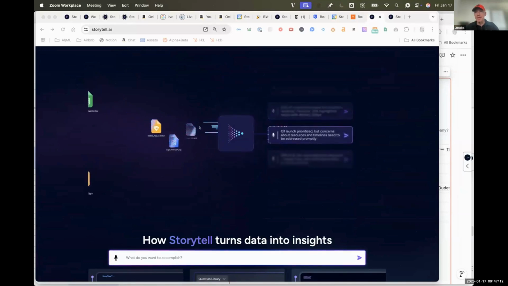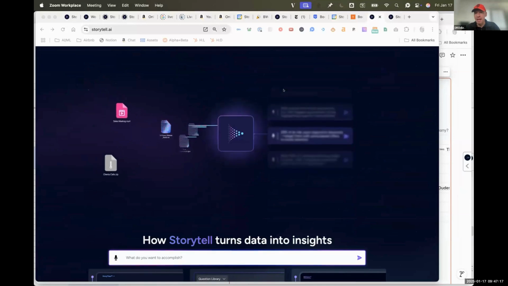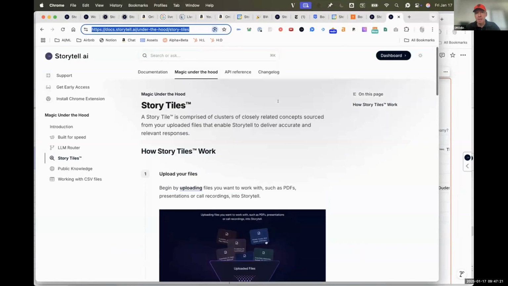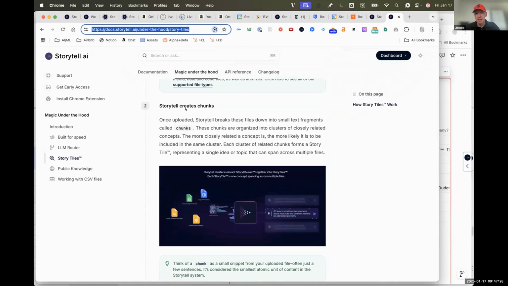Now, when somebody asks a question, we need to reassemble those grains of sand to be able to answer the question. And now I'm going to go to our documentation where we talk about story tiles. I'm going to scroll down to where it says Storytell creates chunks. Storytell breaks these files down into small text fragments called chunks. They're organized into clusters of closely related concepts. The more closely related a concept is, the more likely it is to be included in the same cluster. Each cluster of related chunks forms a story tile.